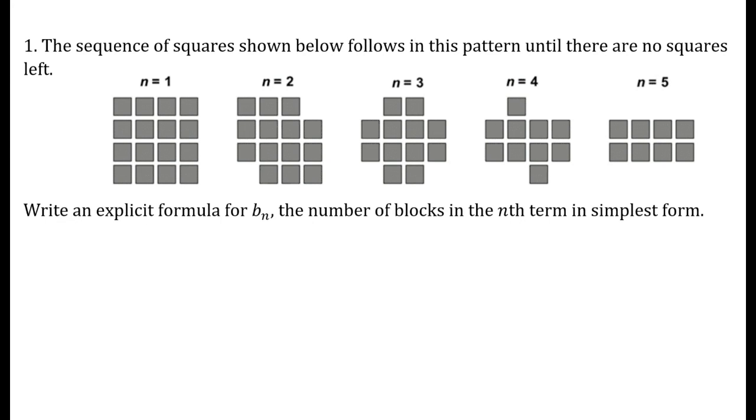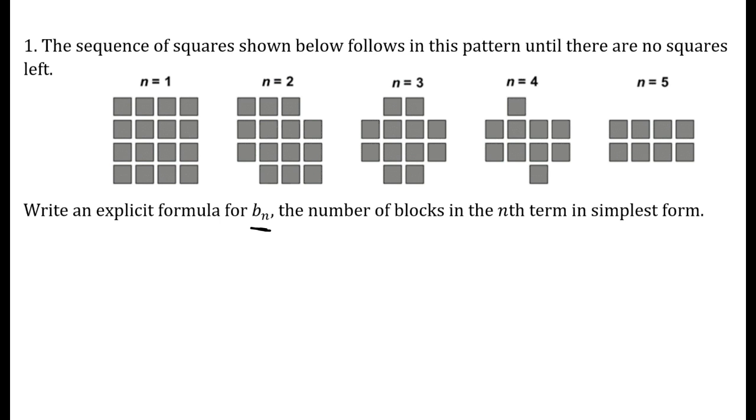Number 1. The sequence of squares shown below follows this pattern until there are no squares left. We've seen these squares before in lesson 1. Write an explicit formula for b sub n, the number of blocks in the nth term, in simplest form.